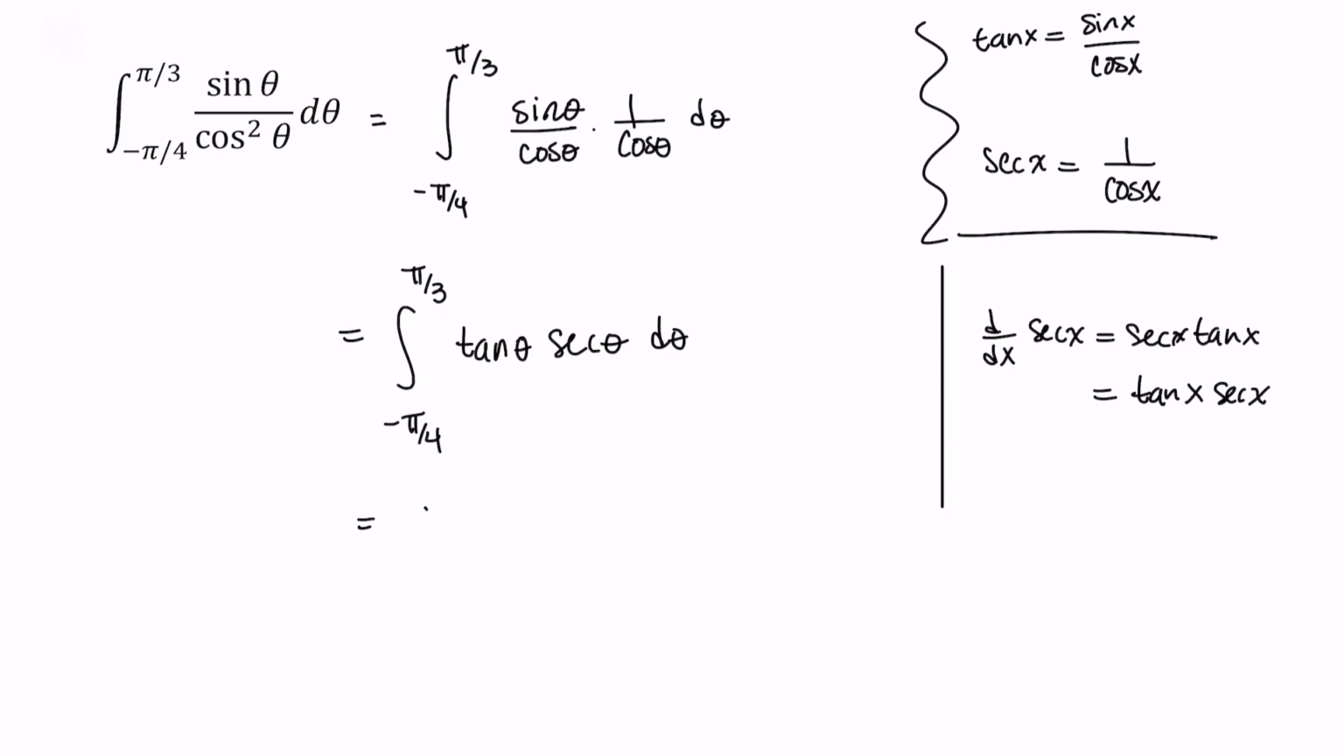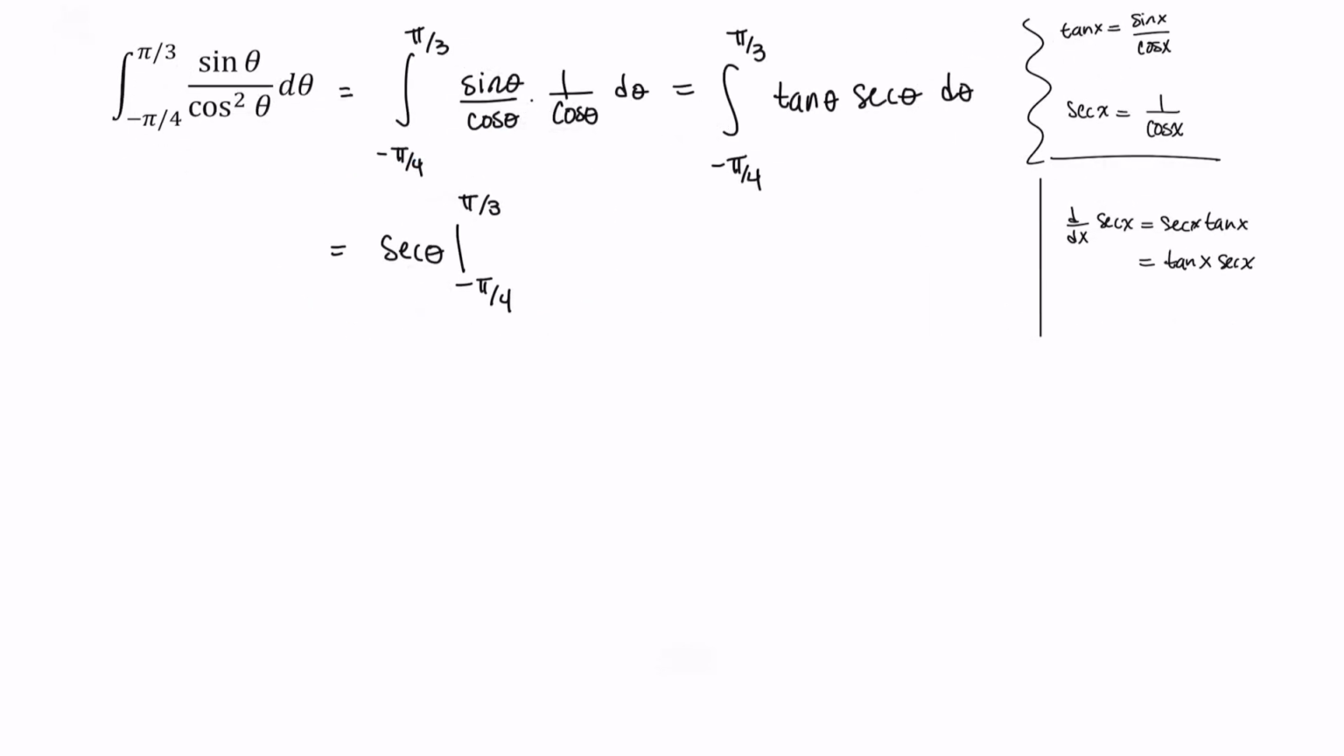This tells me that my antiderivative is secant theta, and I'm evaluating from negative pi over 4 to pi over 3. And of course, I'm going to start with pi over 3 since it's the larger value. You can see I rearranged my screen just to make space. You don't have to rearrange your writing. So we're going to evaluate secant of pi over 3 minus secant of negative pi over 4. So now let's go ahead and review some unit circle trigonometry.